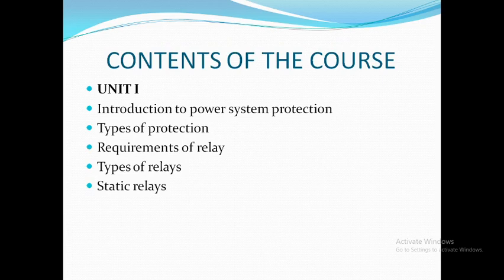In Unit 1, we will be seeing about Introduction to Power System Protection. What are the types of protection? What are the requirements of the relay? In types of protection, there will be primary protection and backup protection. In requirements of relay, we will see how the relay should respond to a certain fault, if overcurrent occurs, when it should sense. Those things we will be seeing under requirements of relay.